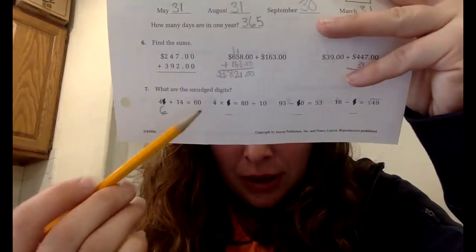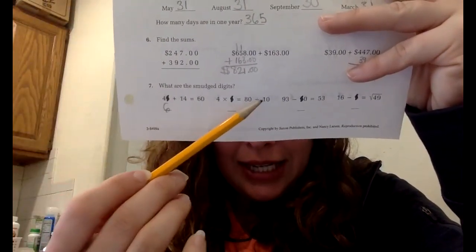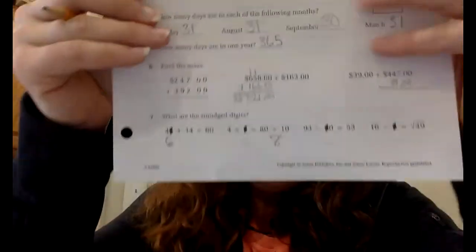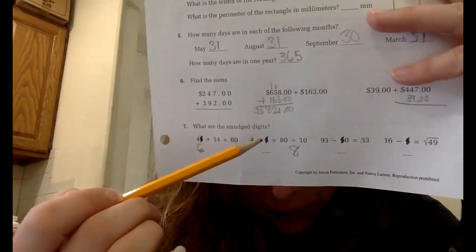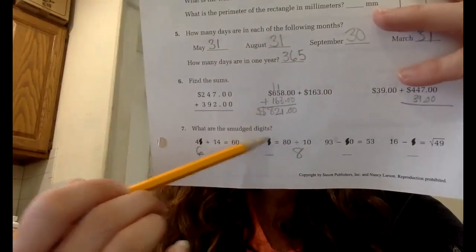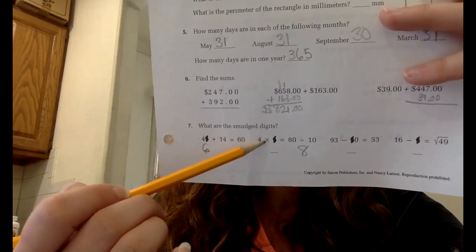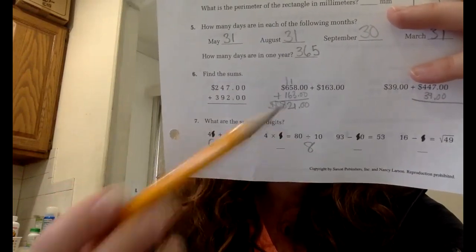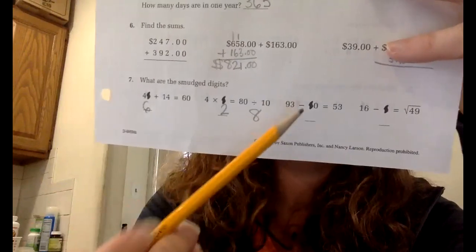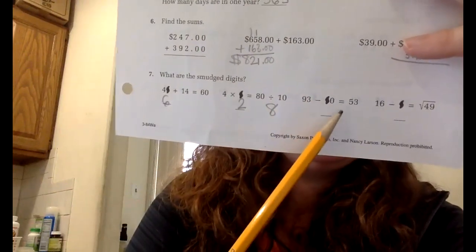Okay. What is 80 divided by 10? Your answer should be 8. Remember, we have an equal sign here. So what times 4 equals 8? That's correct, 2. So your answer there would be 2. And then let's look at the next one.